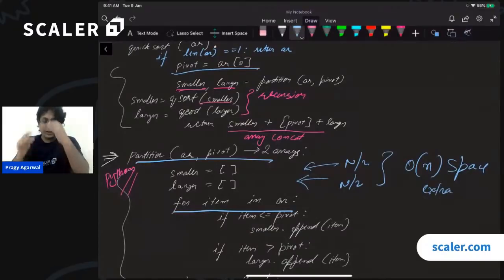Every time I do a partition, it will take order of n extra space. Does that make sense? What is the space complexity? The space complexity is the amount of space your algorithm takes for a given input. Just like time complexity talks about how many operations or how much time it took, space complexity talks about how much memory you used.